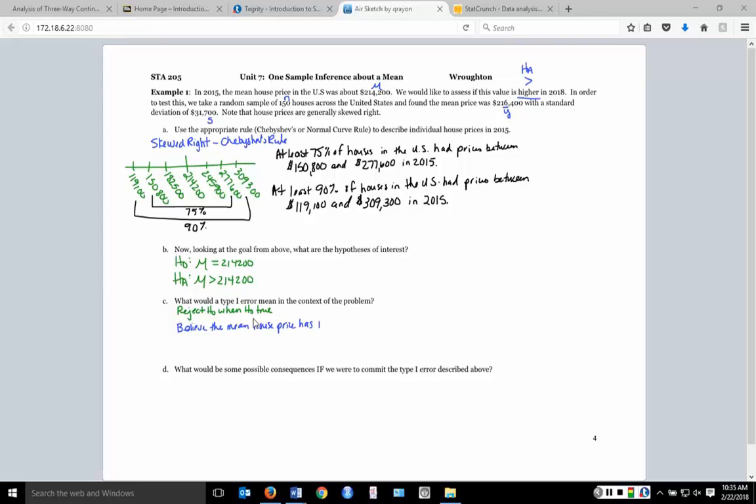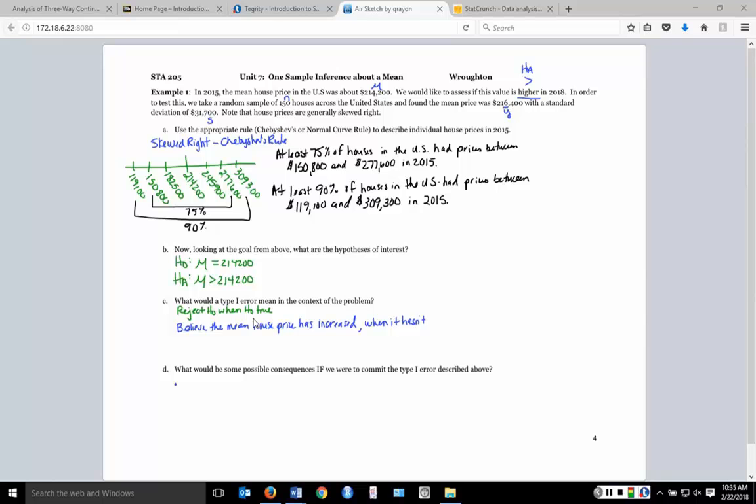That's what I'm going to believe. If I reject the null, I'm going to mean that mean house price has increased. What makes it an error? It hasn't actually increased. So if I were to commit a type 1 error, we're talking about some consequences that could happen.